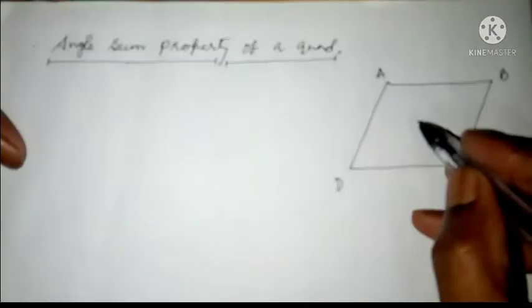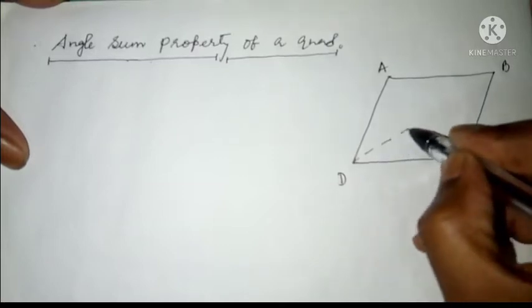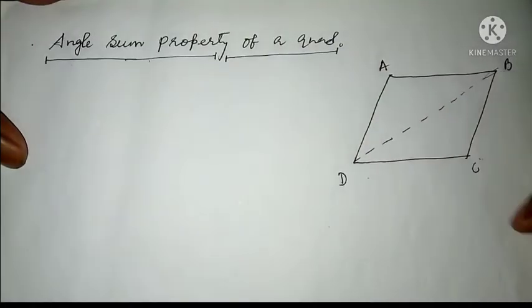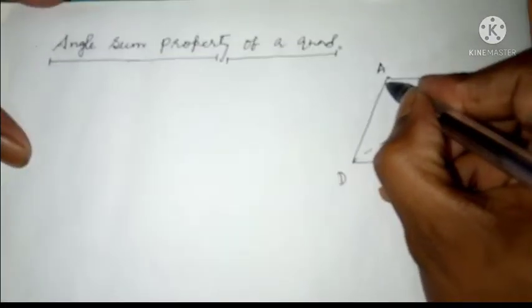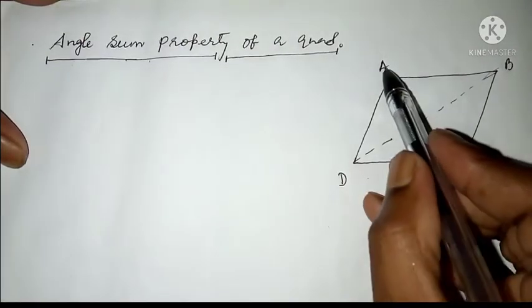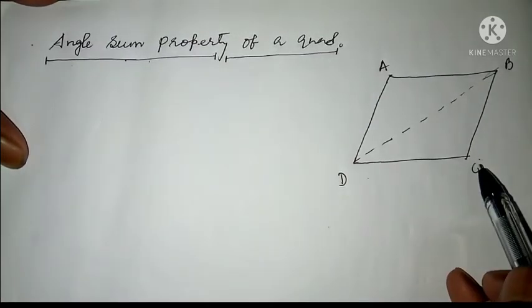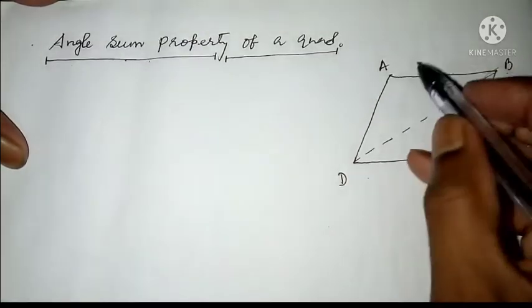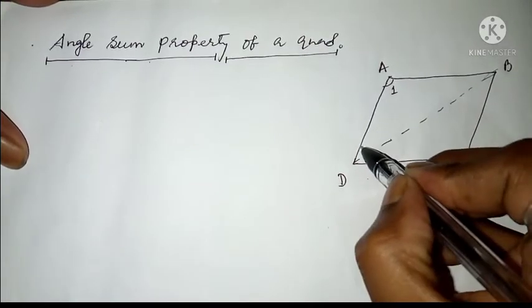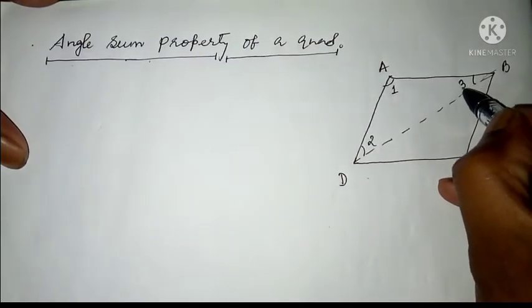Now for this I have to divide this quadrilateral into 2 triangles. So I am drawing a diagonal here, and I'm naming these angles. As I have drawn one diagonal, we have 2 triangles here: ABD is one triangle, and BDC is another triangle. I'm naming this angle as 1, this angle is 2, and this angle is 3.